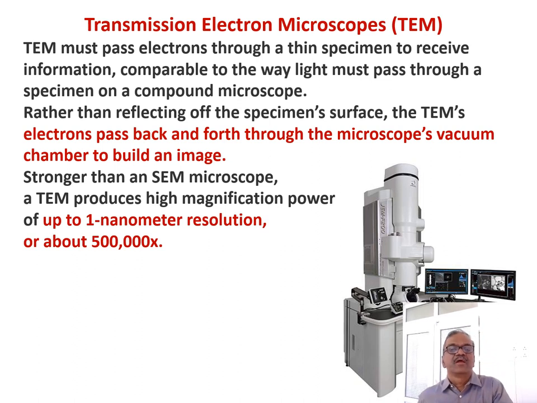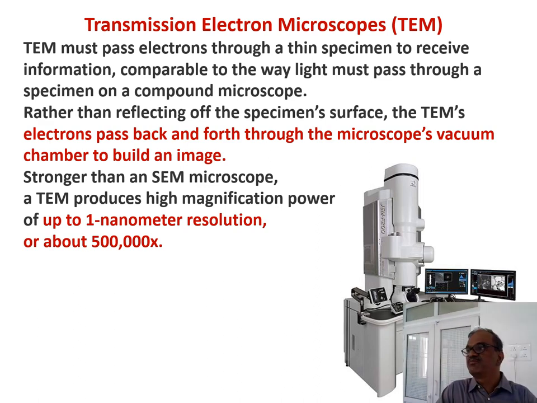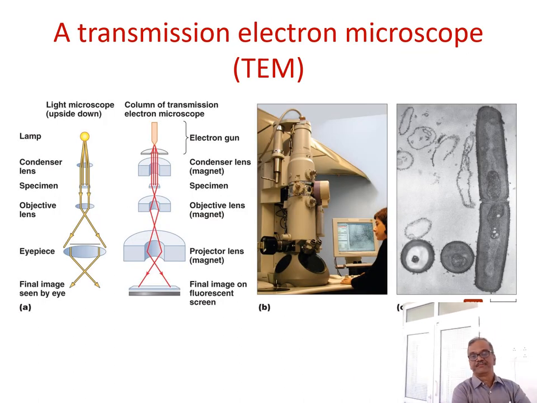In the case of the TEM, it passes electrons through a thin specimen, whereas in light microscopy light passes through the specimen. The electrons pass through the microscope's vacuum chamber, so it is bigger in size. Recently tabletop versions have come, but earlier an entire room was allotted for the transmission electron microscope. A very big beam of electrons comes, completely covered with a vacuum chamber. It is stronger than the light microscope, up to 1 nanometer resolution and 500,000x. Just observe it, it looks like a rocket launching pad.